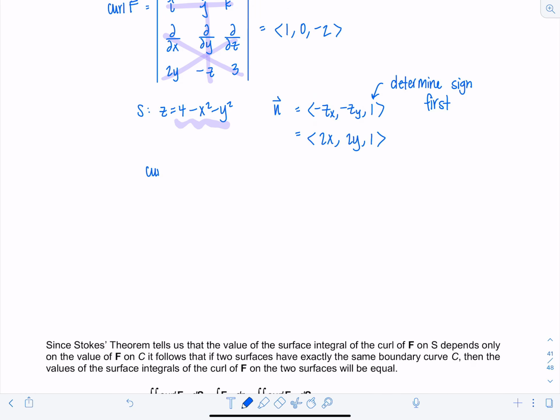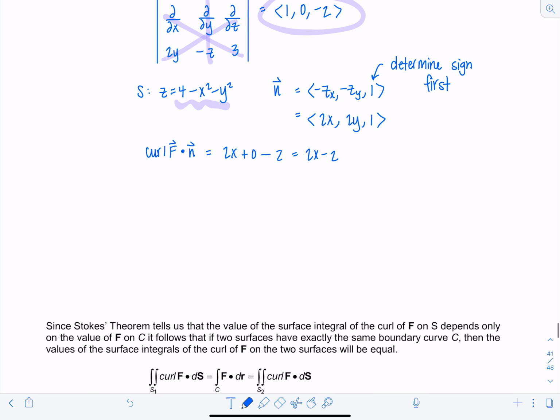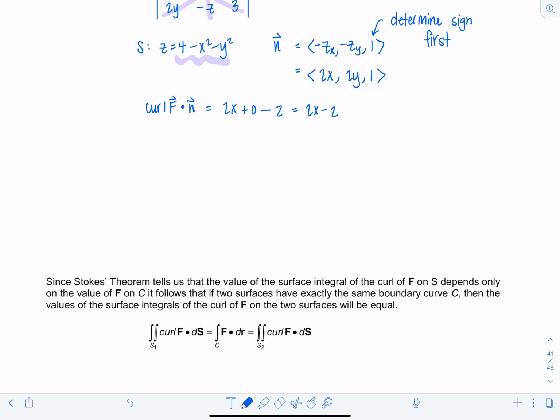Okay, then you take the curl of f and you dot it with this normal. Do you remember where the curl of f is? It's right here. Dot it with the normal, we'll get 2x plus 0 minus 2. So 2x minus 2. That's what we're going to integrate. So that means the work is going to equal the surface integral of curl of f dot n. But remember, we need to make n a unit vector, so we divide by its magnitude, and then you have dS.